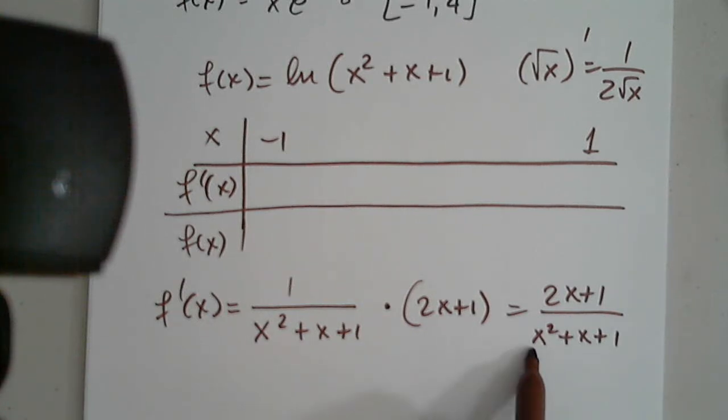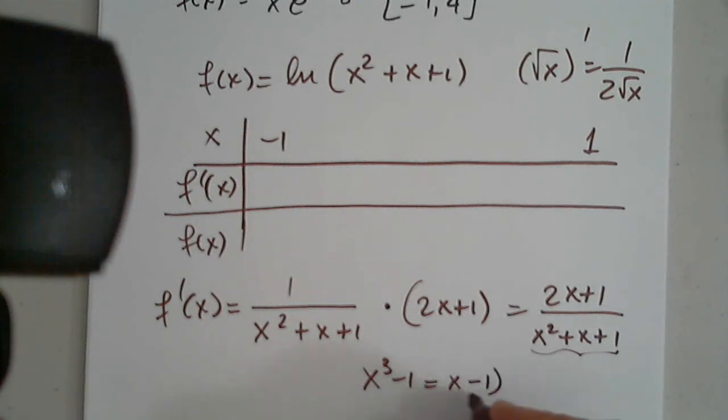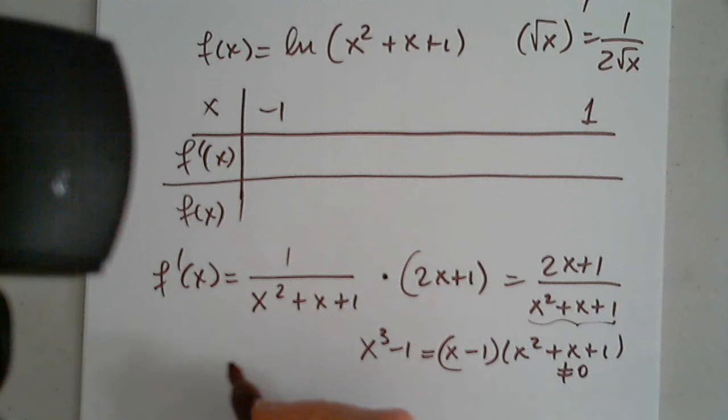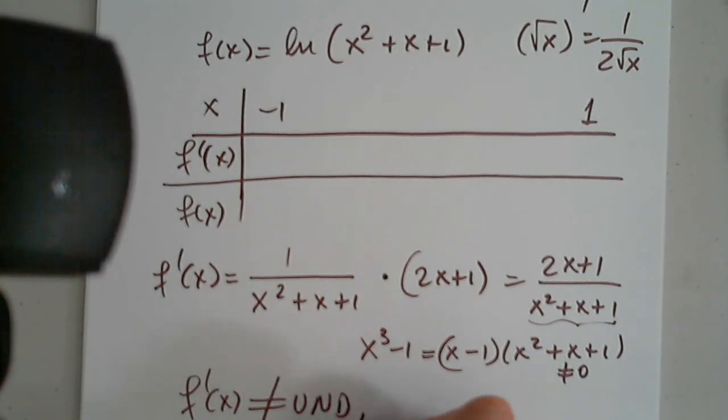And again, this piece comes from x cubed minus 1, which is x minus 1 times x squared plus x plus 1, and this will never be 0. So the derivative will never be undefined. But it will be 0. So f prime of x is never undefined, but f prime of x can be 0.